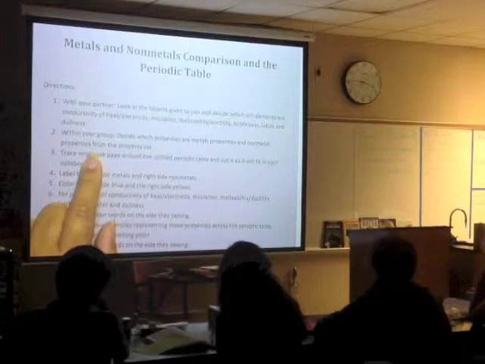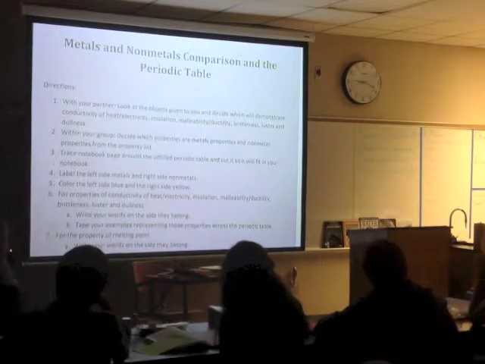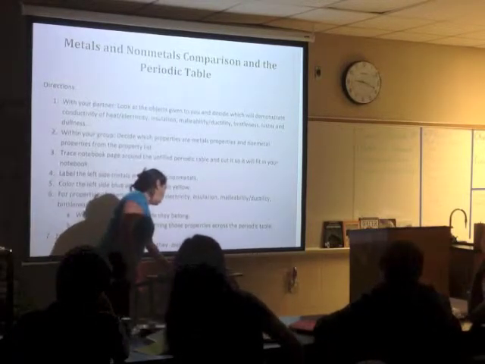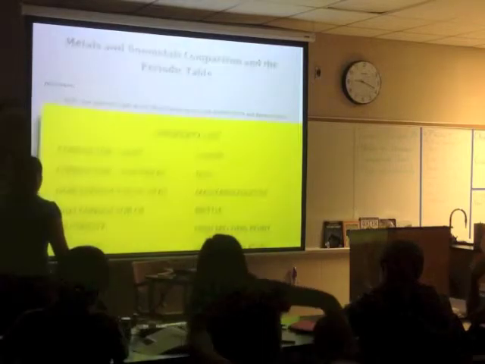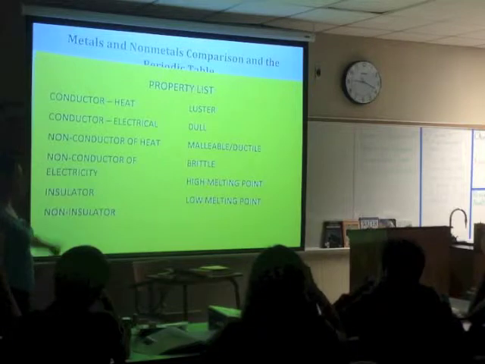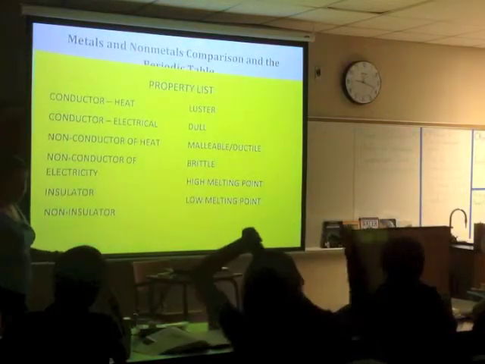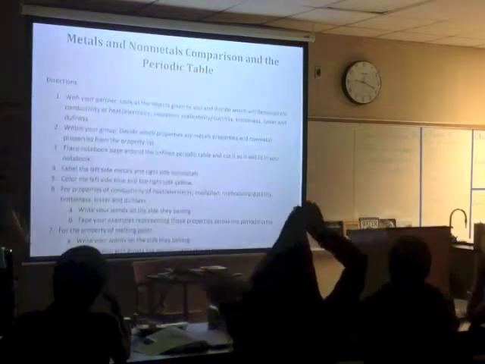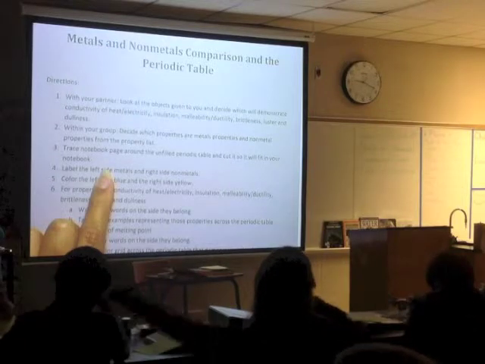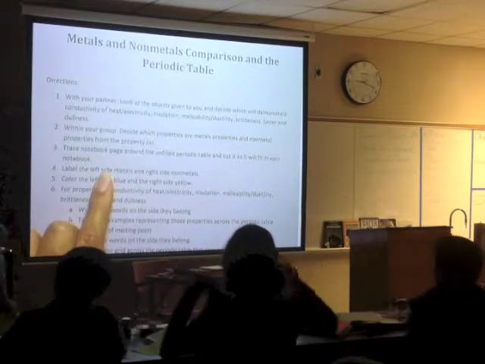Within your group, decide which properties are metal properties and non-metal properties from the property list. So the other piece of paper that I gave you was that little green sheet that says property list. So out of these, you're going to decide which ones are metal properties, which ones are non-metal properties. Always go back to your notes if you can't remember. Okay? Then 3, trace the notebook page around the unfilled periodic table and cut it so it'll fit in your notebook. I already told you to do that, so you should already have that done.